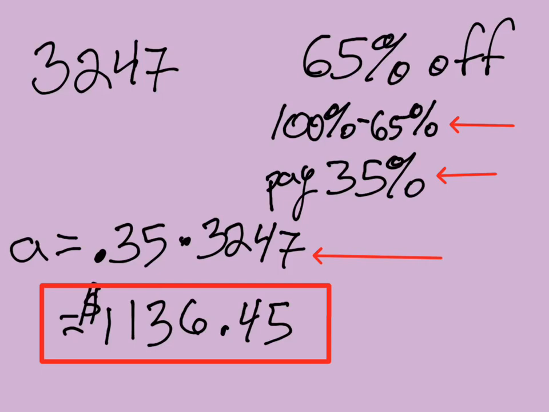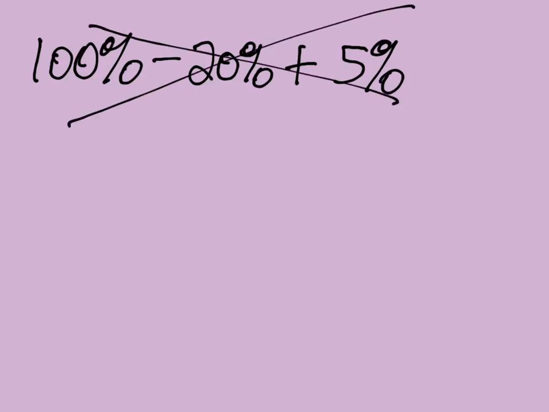Now, the next step is, what if we have combined things? So let's say we have a discount and then we have tax. Now be careful. If I start at 100% and I say I get a 20% discount, I then pay 5% tax, I cannot do it this way.